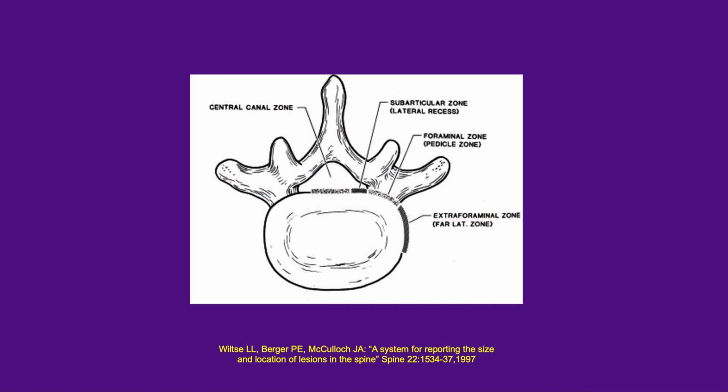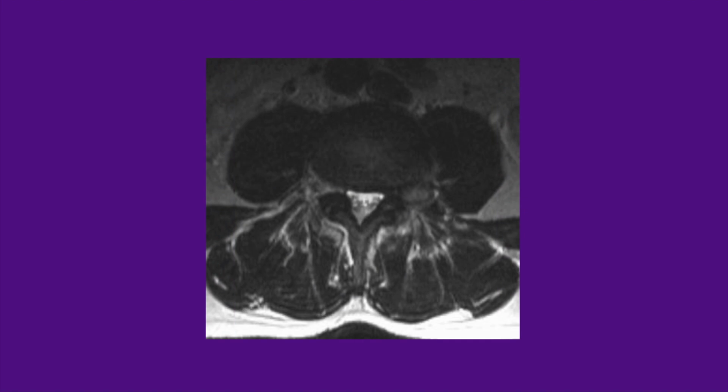With respect to disc herniations, we can describe the position in the axial plane as central, lateral, foraminal, or far lateral extraforaminal. Example here of a central phenomenon, a left lateral in the lateral recess, a foraminal disc herniation, high intensity and signal on the left here, and a far lateral extraforaminal disc osteophyte.